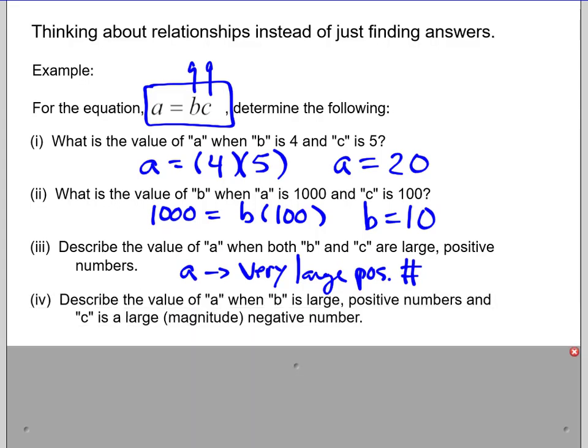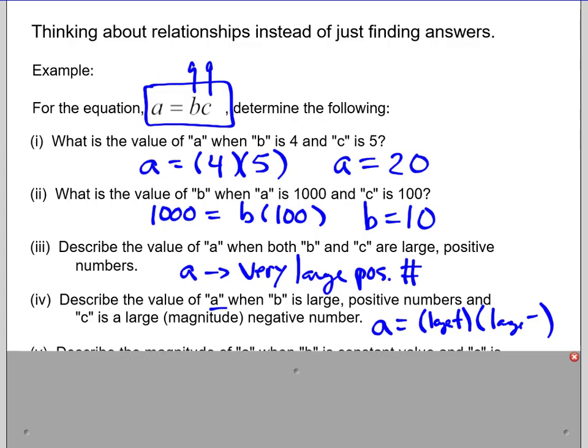Perfect. Describe the value of A when B is a large positive number and C is a large in magnitude negative number. So now we have A is going to be a large positive number times a large negative number. So what we should end up with is A being very large in magnitude, but it'll be a negative number. And again, we don't need the numbers to calculate it. We just have to look for the behavior.